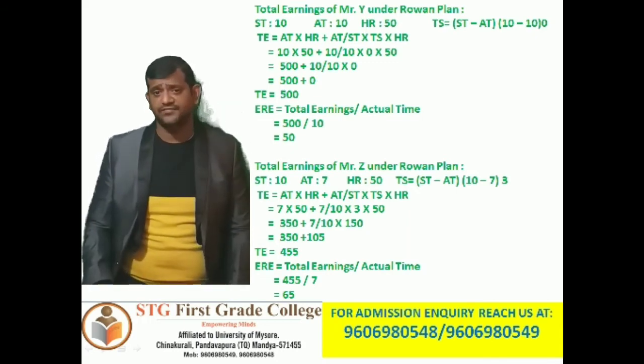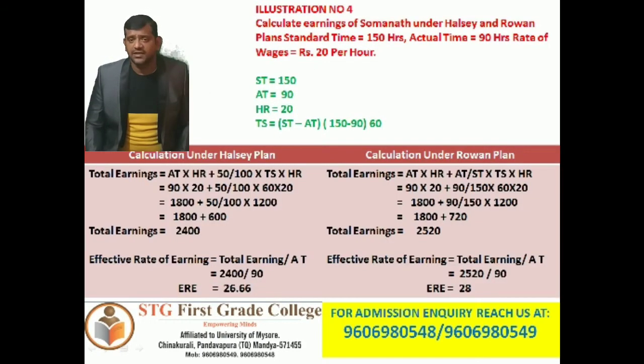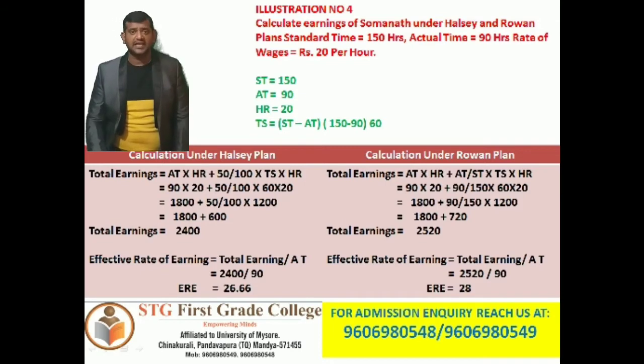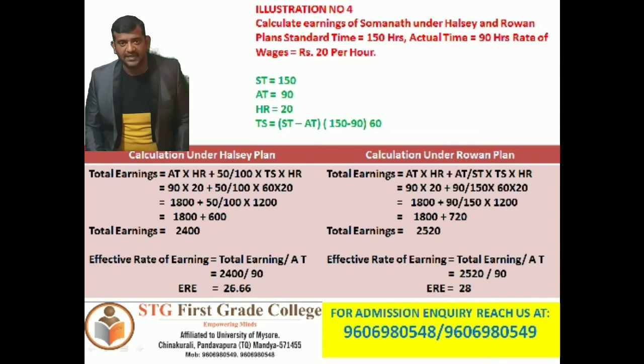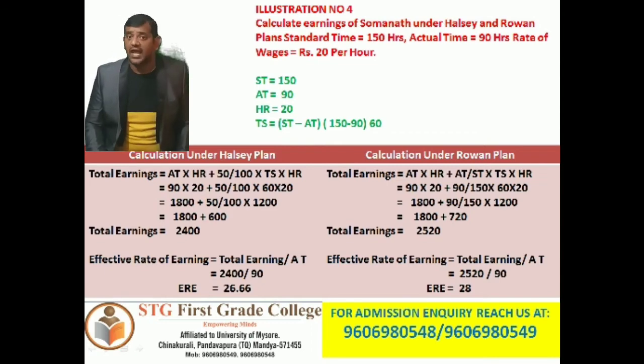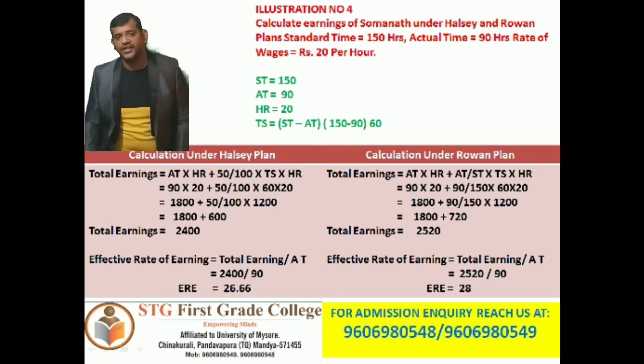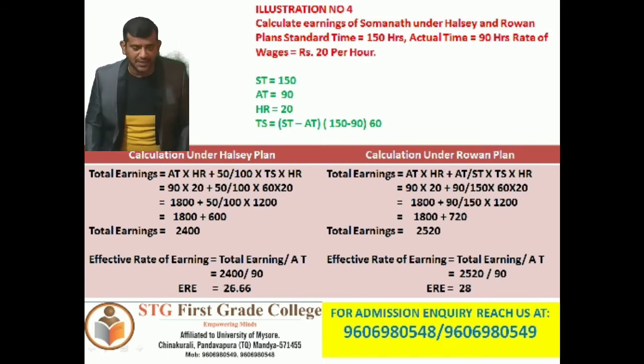So next I'm moving further. Illustration number 4. Calculate earning of Somanath under Halsey and Rowan plans. So standard time 150 hours, actual time 90 hours, rate of wages is rupees 20 per hour. So ST equals 150, AT equals 90, HR equals 20, TS time saved equals ST minus AT, that is 150 minus 90, that is equal to 60.